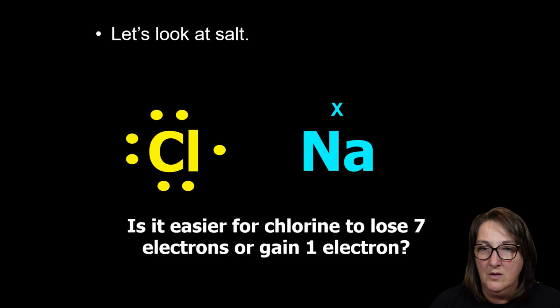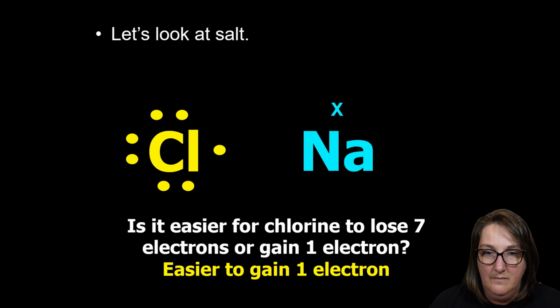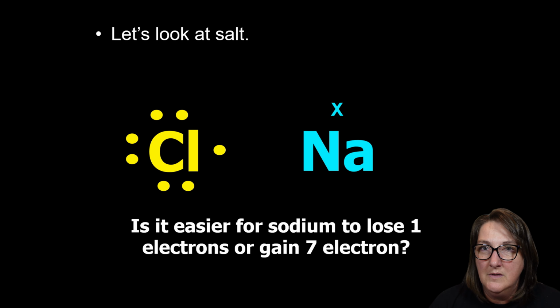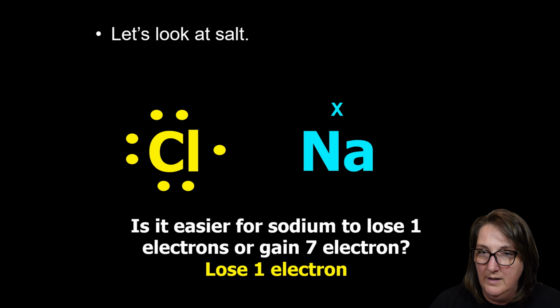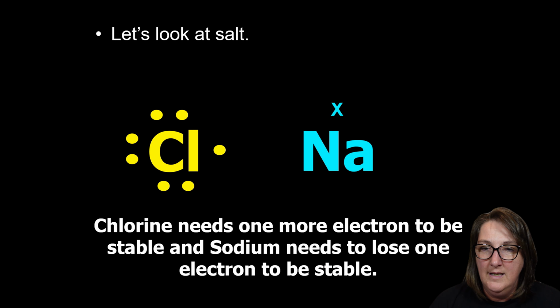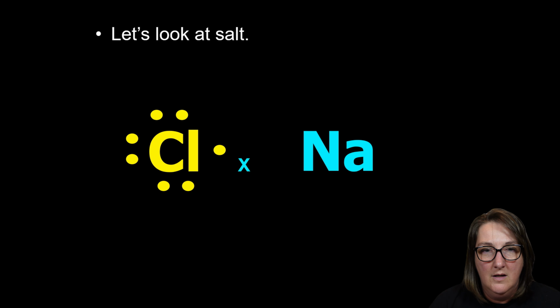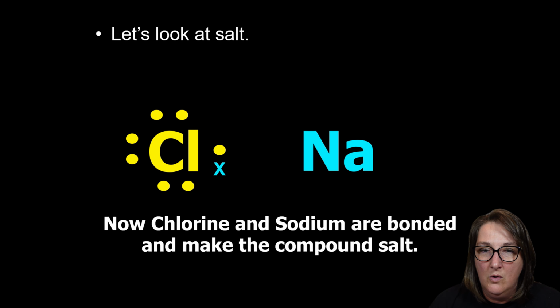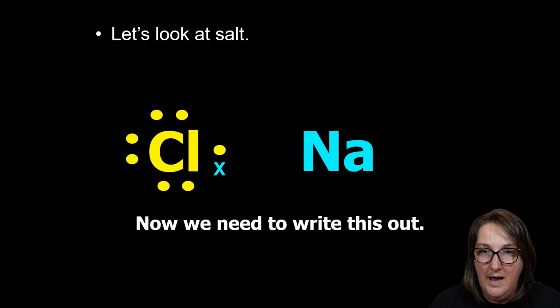So we know it's easier for chlorine to gain 1 electron than it is to lose 7. And we know it's easier for sodium to lose that 1 than to gain those 7. So chlorine needs 1 more electron to be stable, and sodium needs to lose 1 electron to be stable, to have that full inner shell. So that electron will go to chlorine. And now chlorine and sodium are going to be bonded. This is going to have a negative charge. This will have a positive charge. And now I can make that compound.